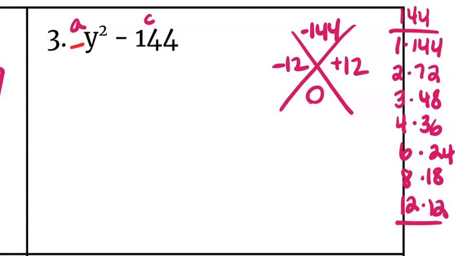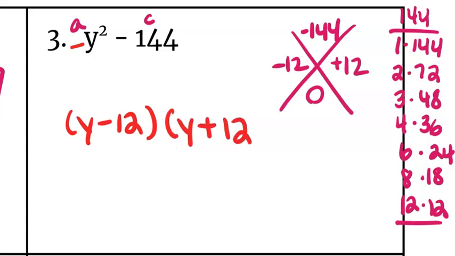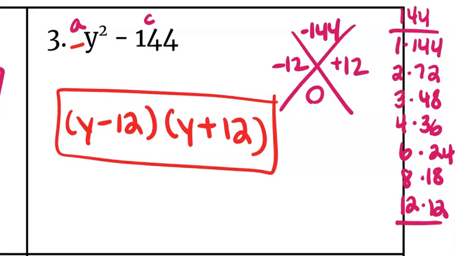Since my a is 1, I am not going to make a box for this one. I'm just going to go straight to y minus 12 times y plus 12. And that would be my answer, because y times y is y squared. Y times 12 would be 12y. Negative 12 times y would be negative 12y, which would make 0. And negative 12 times 12 would be negative 144.